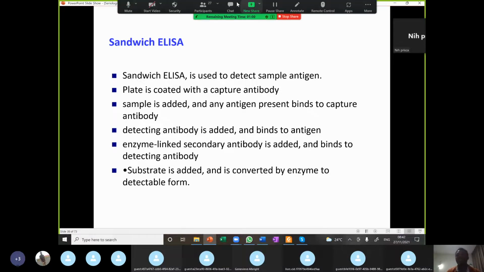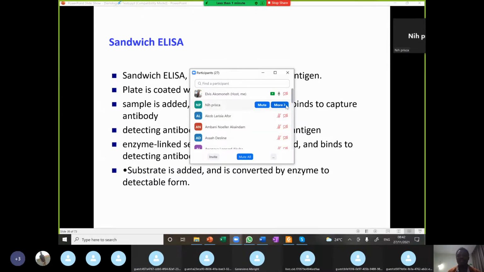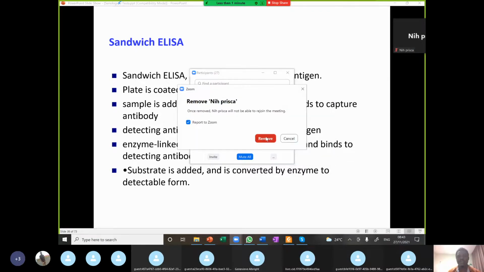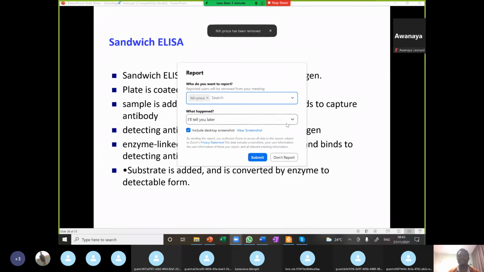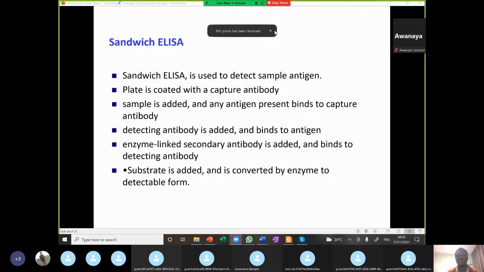So I'm going to evict a participant from the class. I don't know why for the second time she's unmuting herself when she's not even asking a question. So I'm going to remove her from the class. Meanwhile, she will be penalized as already indicated.